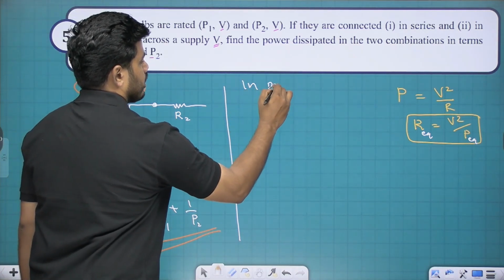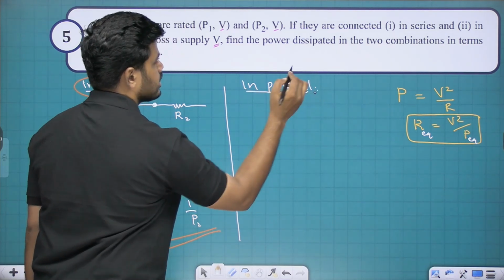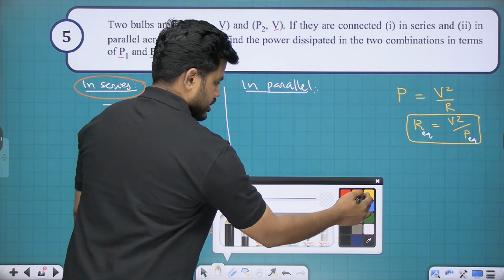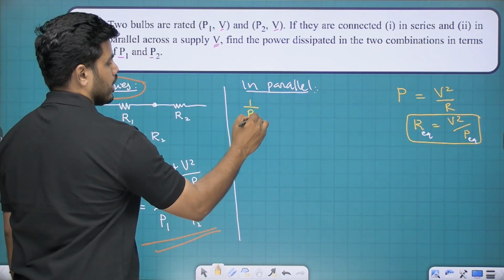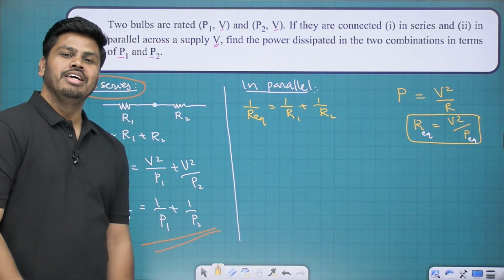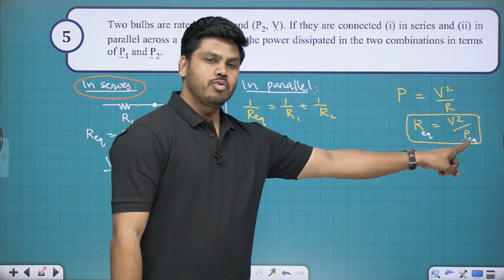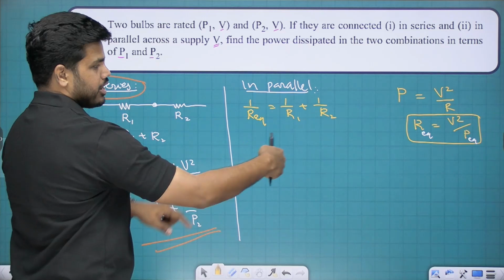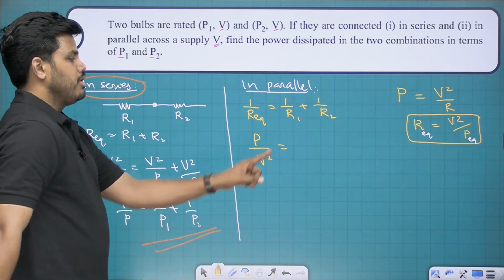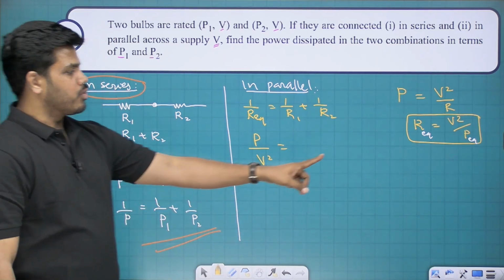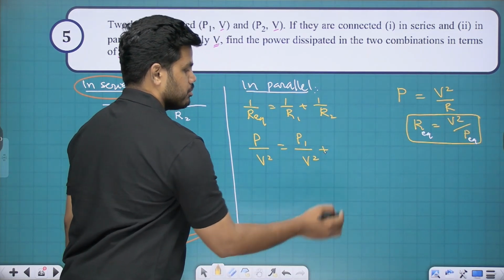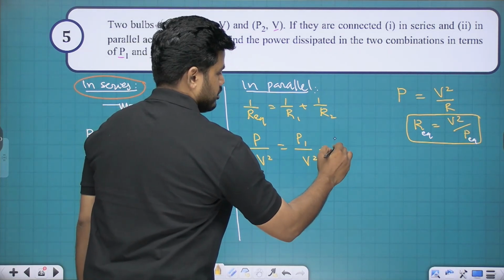Now, in parallel, what can we do? In parallel combination, we have 1 by R equivalent equal to 1 by R1 plus 1 by R2. How will you substitute R equivalent? V square by P equivalent, right? So, 1 by R equivalent is the reciprocal, P equivalent by V square, which is equal to, with R1 being V square by P1, P1 by V square plus P2 by V square.